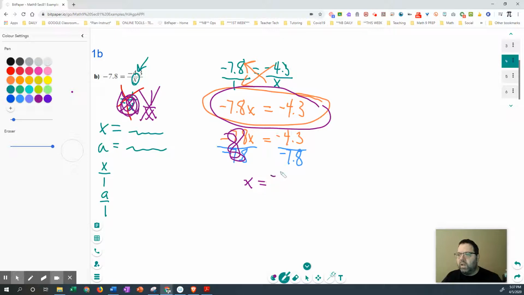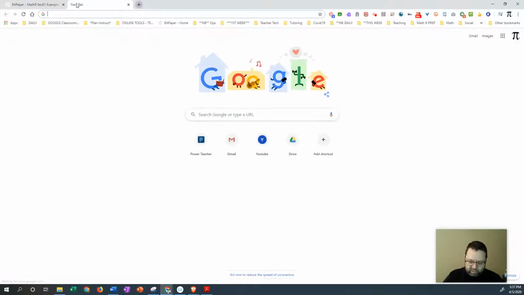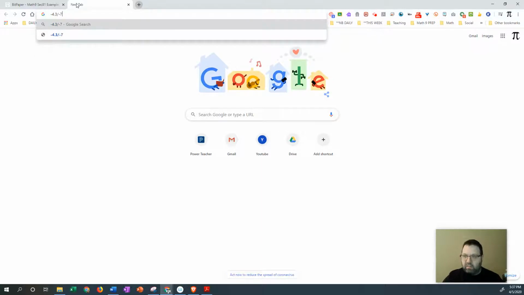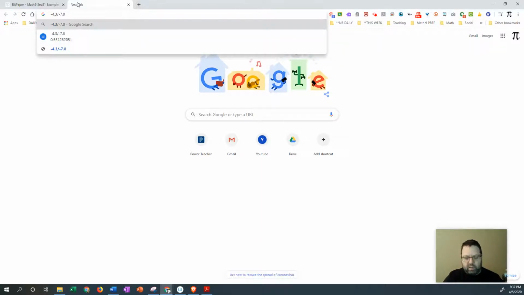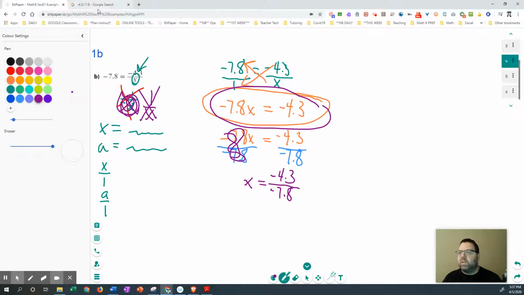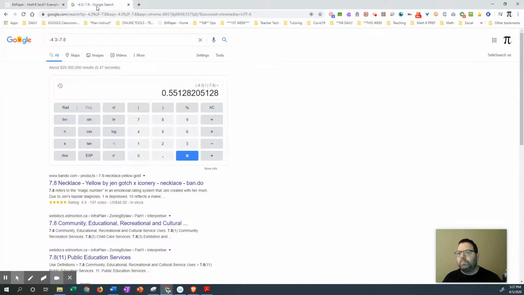So now you have negative 4.3 divided by negative 7.8. And no, I'm not going to do that by hand. So I'll just go to Google and type it in. Negative 4.3 divided by negative 7.8. Hit it. And, whoa, look at that, a nice little run-on decimal. Did I type it right? Yeah, I did. So you got a huge decimal there.